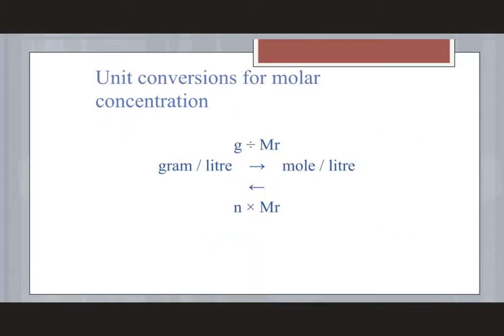So one of the key things here is unit conversions. If my concentration is given in grams per litre, what I need to do to convert to moles per litre is take the mass of the substance and divide it by the molar mass. Because I already have 1 litre, this is going to give me a moles per litre concentration. If I am given a concentration in moles per litre and I want to get it in grams per litre, I am going to multiply my number of mole by the molar mass. So we can easily convert between these 2 units of concentration.